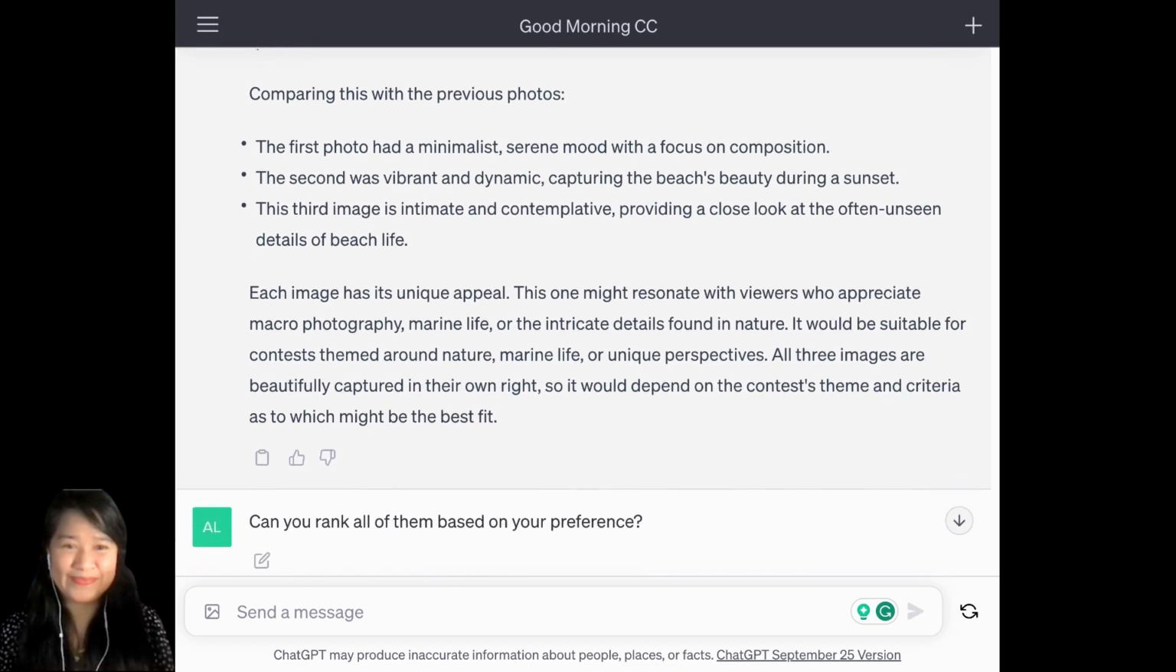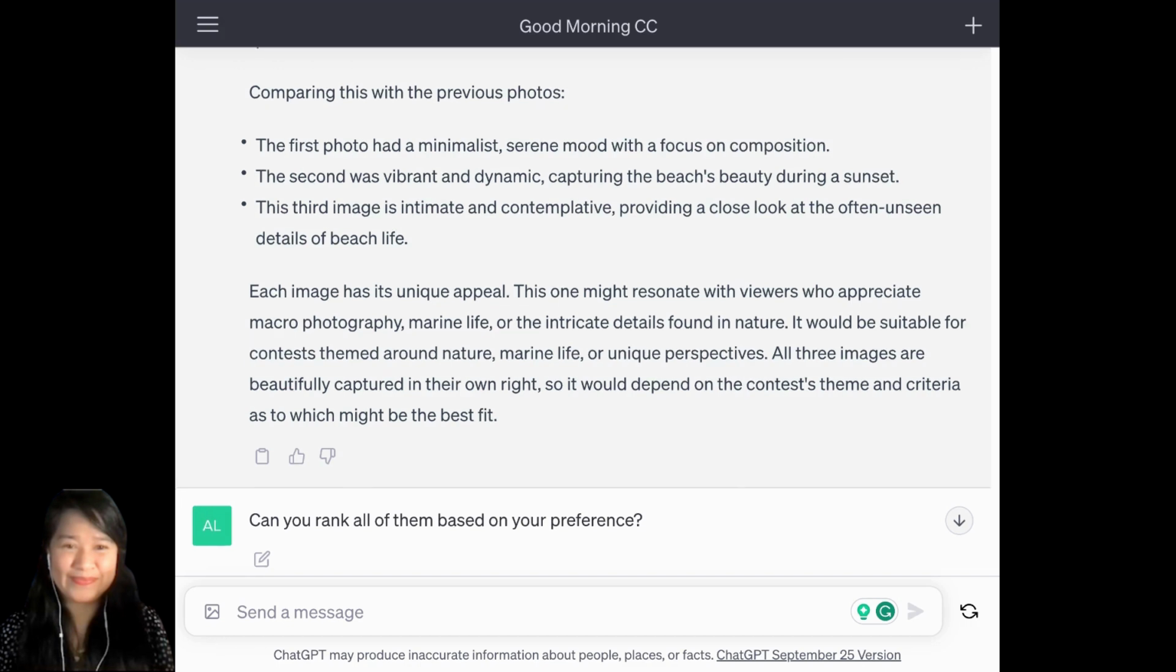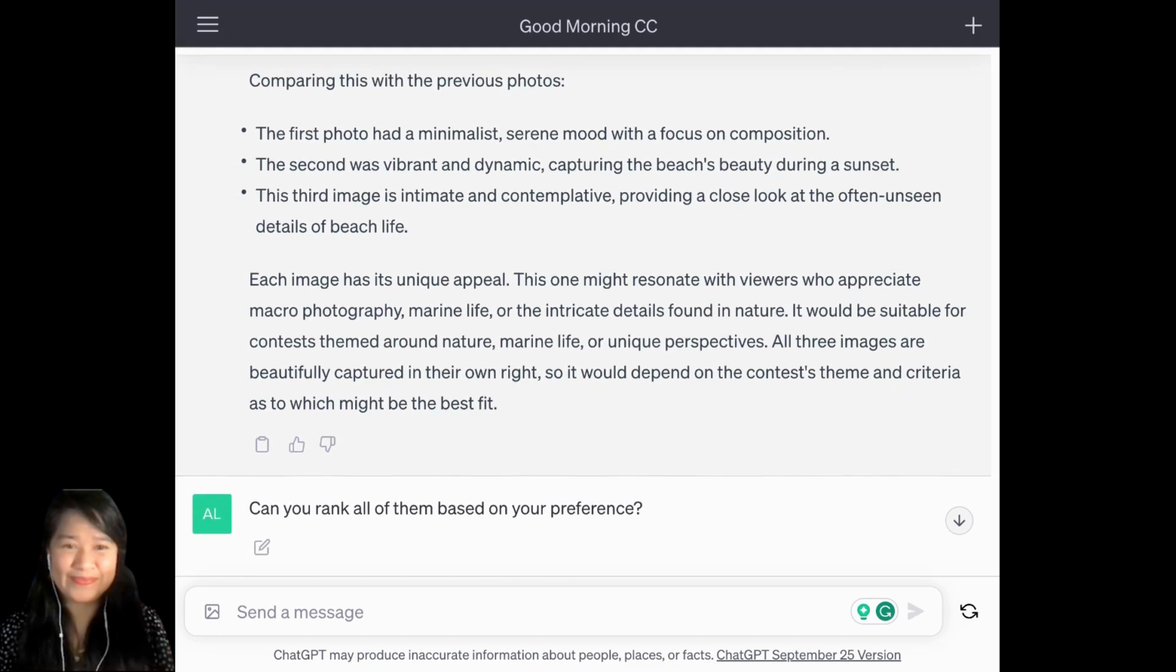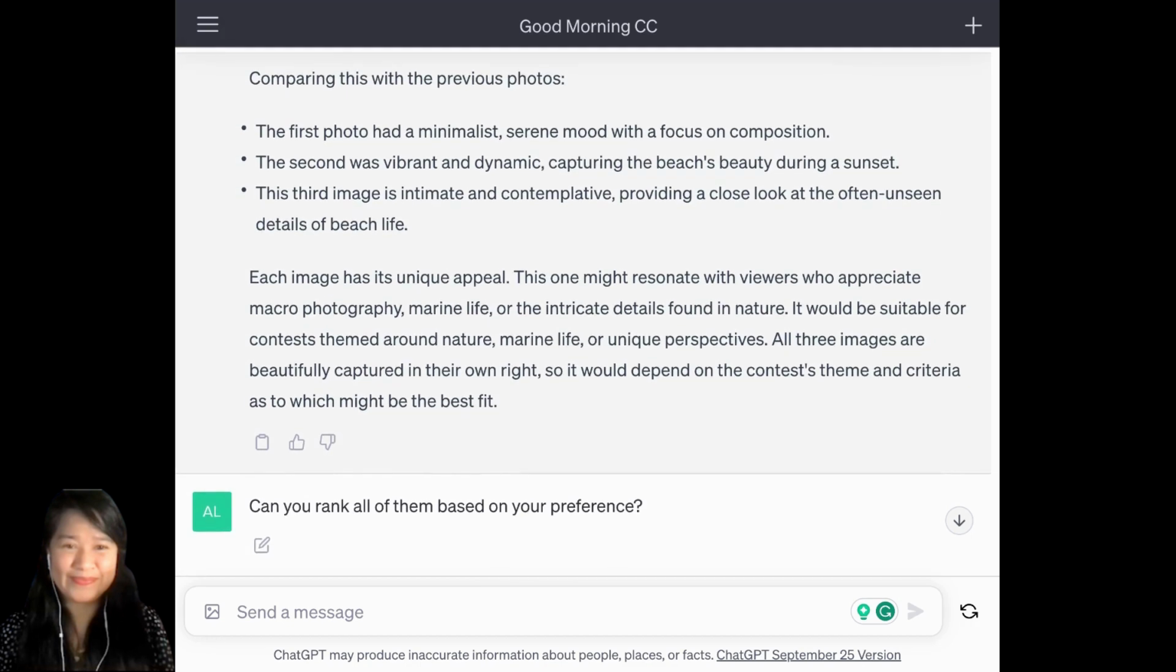All of this is 100% what I was looking for. I totally agree with that. But I want to know what ChatGPT's opinion is. Can ChatGPT rank all of them based on its preference?